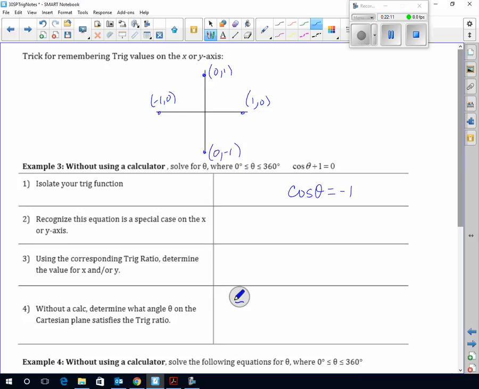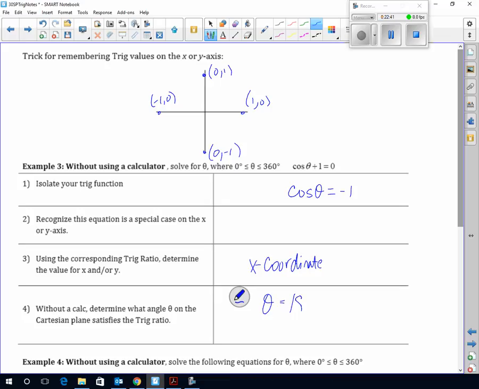So recognize the equation as a special case. Using the corresponding trig ratio, determine the value for x and or y. This is the x coordinate. So without a calculator, my theta is 180 degrees. There's no other spot, right? Okay. I guess I left some blanks there.